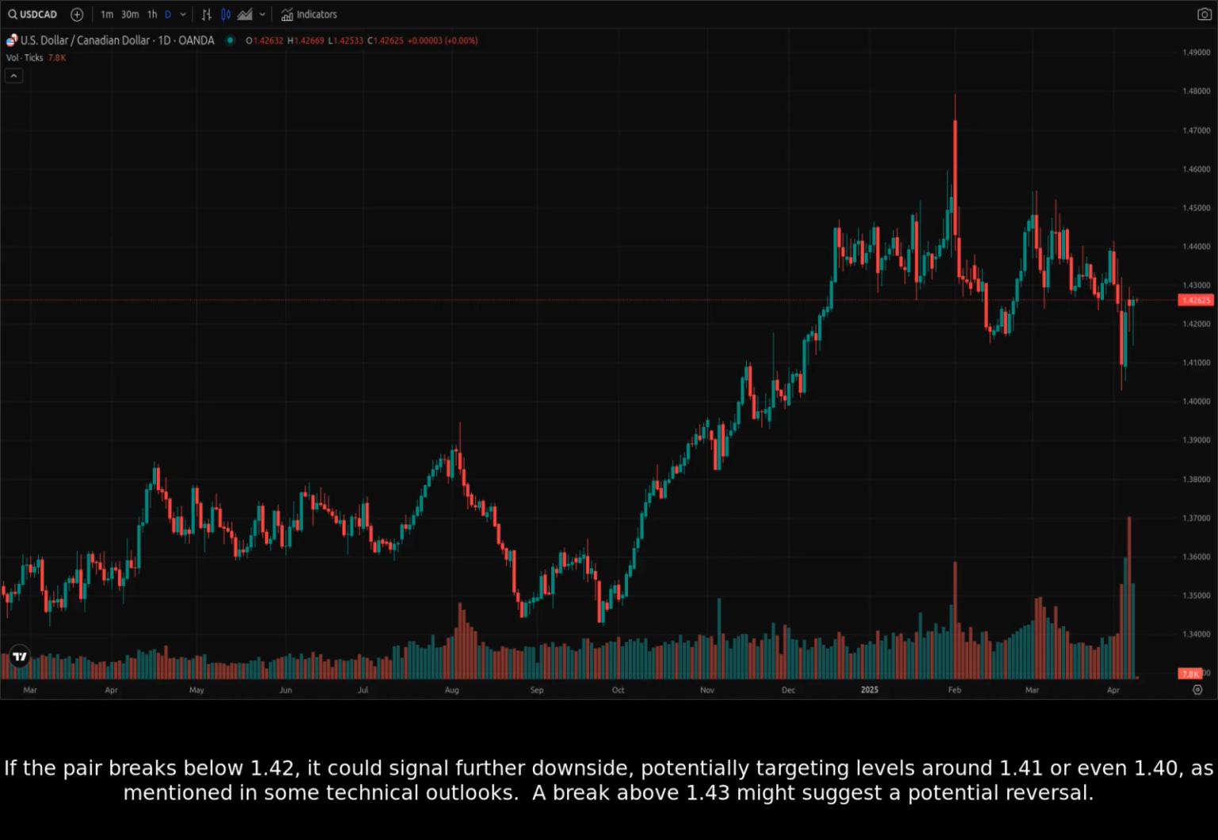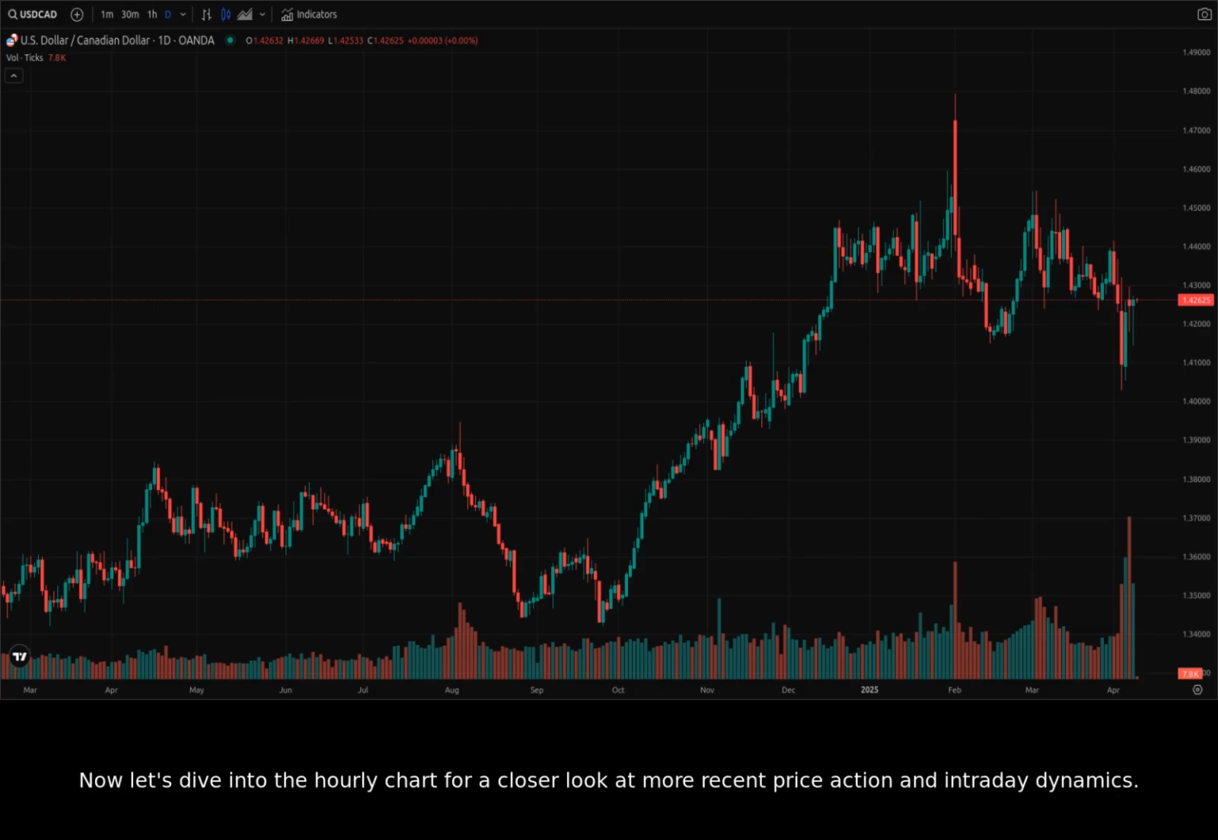If the pair breaks below 1.42, it could signal further downside, potentially targeting levels around 1.41 or even 1.40, as mentioned in some technical outlooks. A break above 1.43 might suggest a potential reversal. Now let's dive into the hourly chart for a closer look at more recent price action and intraday dynamics.